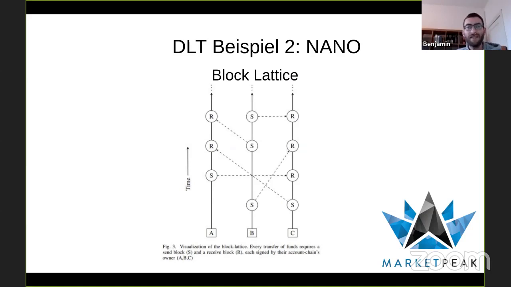Let's say I am user A and you are user C. If I want to send a transaction to you now, how does this work in this system? I have my own blockchain, you have your own blockchain. And then there's some interchain communication going on. If I am user A and I want to send you a transaction, we can see on the blockchain of user A this S in lowercase. The S stands for a sending transaction. And this means I publish to my own blockchain a sending transaction. And that just means I want to send this many Nano to this recipient.